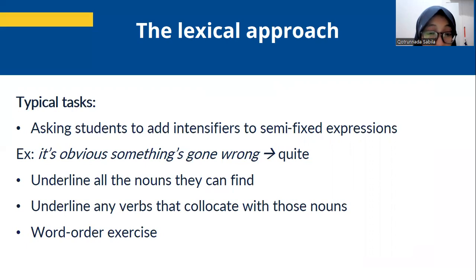It's obviously something's gone wrong. For example, it is quite mean. And ask students, once they have read the text, to underline all the nouns they can find, and then to underline any verbs that collocate with those nouns. A word order exercise can be adapted to focus on particular phrase components. Teaching lexically means thinking about the naturalness of what we might teach and always teaching words together with the other words.